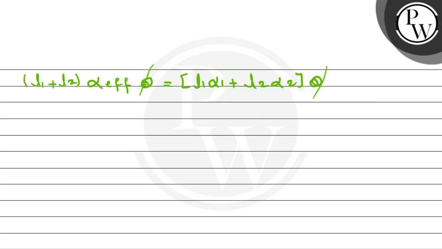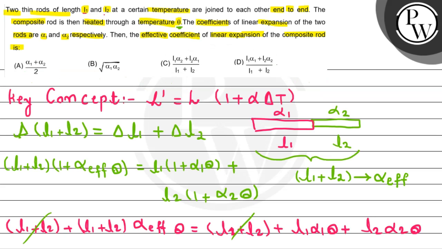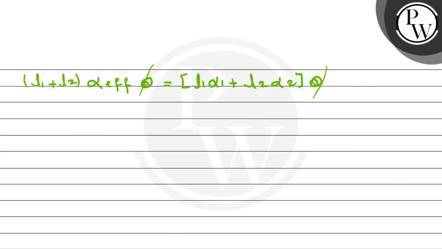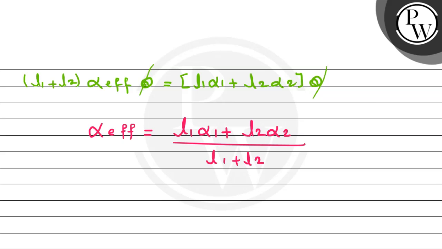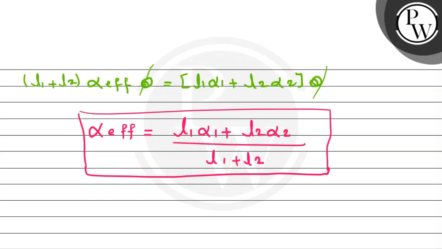And finally, as we required, the effective coefficient of linear expansion, alpha effective, equals (L1 alpha 1 plus L2 alpha 2) divided by (L1 plus L2). And this is nothing but what was asked by the question to find out. And this we have found by using the coefficient of linear expansion formula.